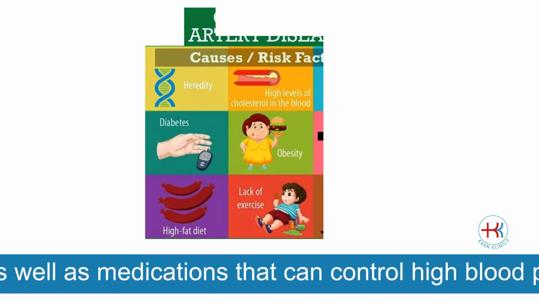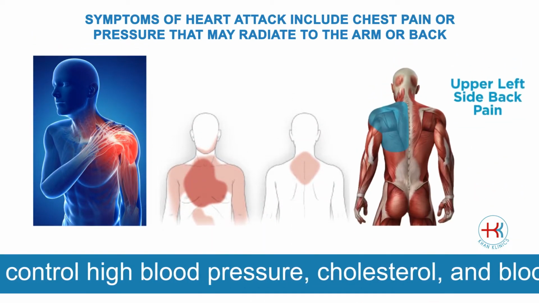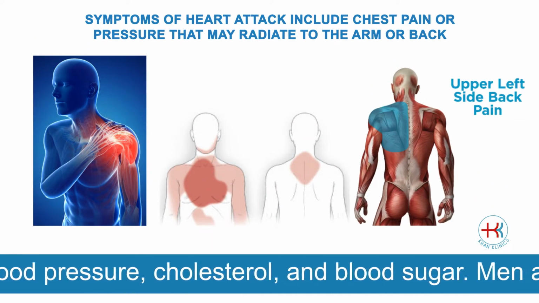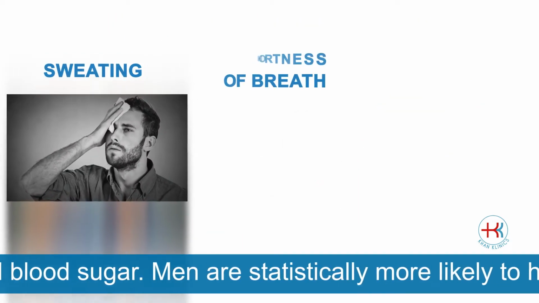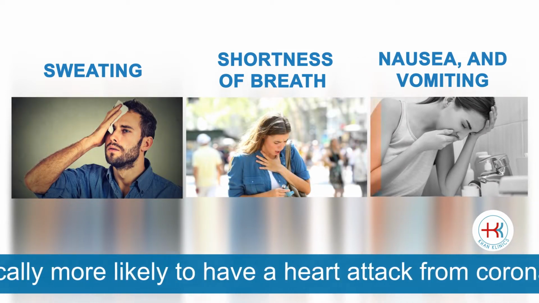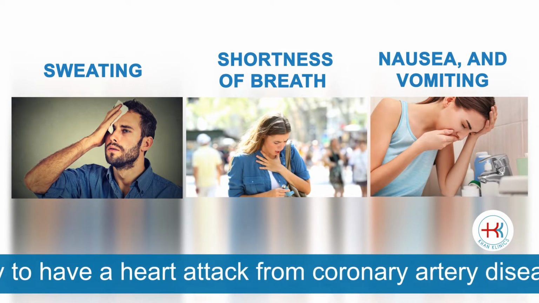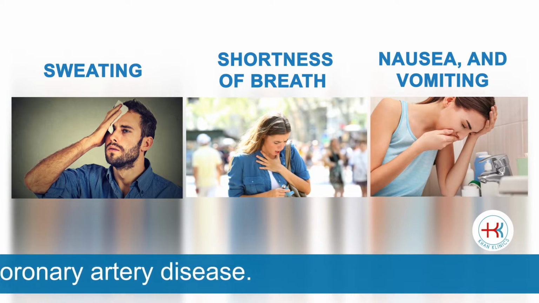Symptoms of a heart attack include chest pain or pressure. Usually that's worse with physical activity and may radiate to the arm or back. It can also include sweating, increased shortness of breath, nausea, and sometimes vomiting. You may have some or all of these symptoms. Sometimes medical conditions can change the way a heart attack may present.